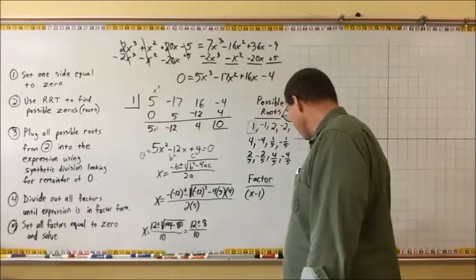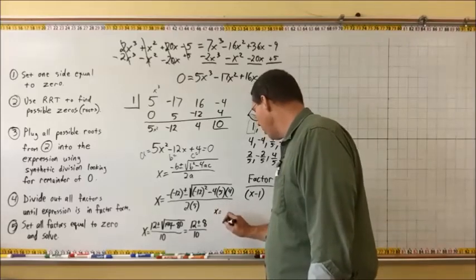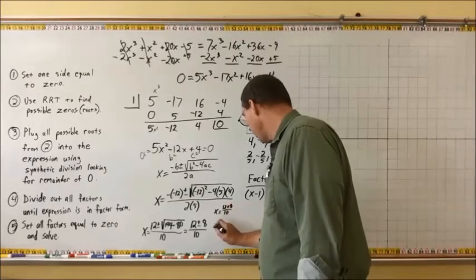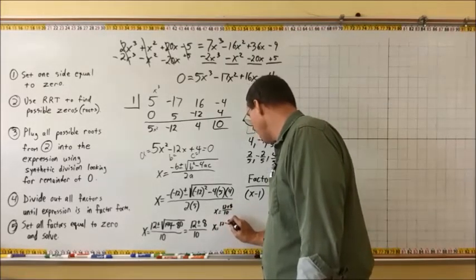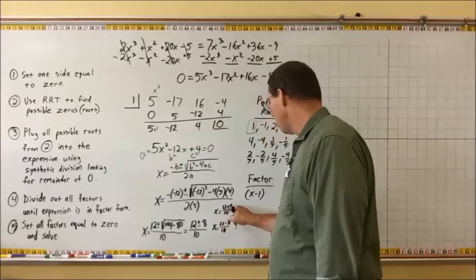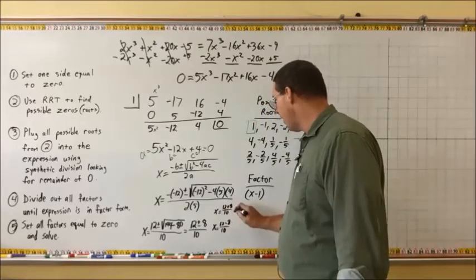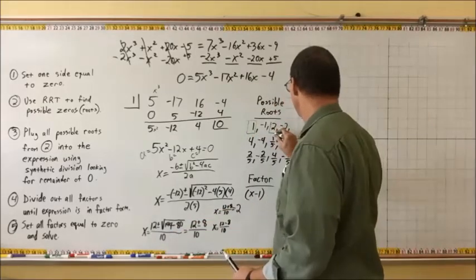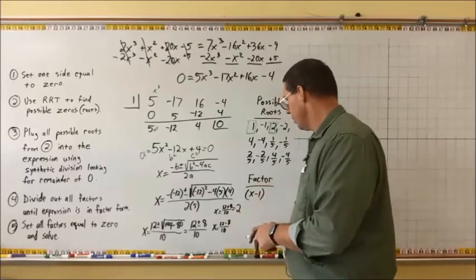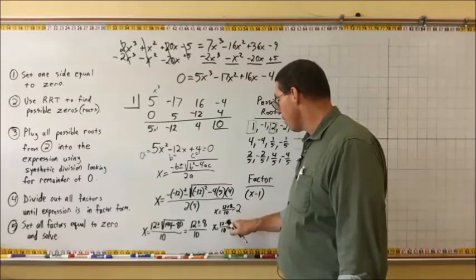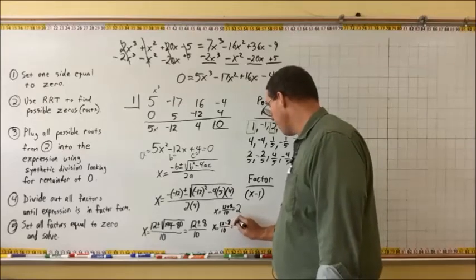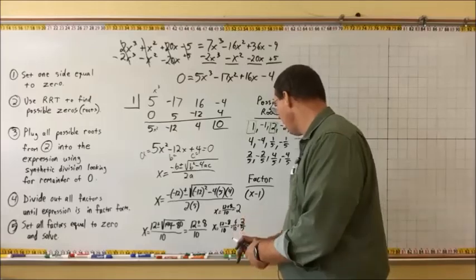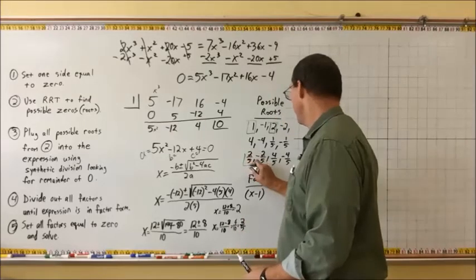So that means one of my answers is x equals 12 plus 8 over 10. And the other answer is x equals 12 minus 8 over 10. Well, 12 plus 8 is 20, divided by 10 is 2. There's 2. 12 minus 8 is 4. 4 divided by 10 is 4 over 10, or this can be reduced to 2 over 5. Which is right here. I'm done.